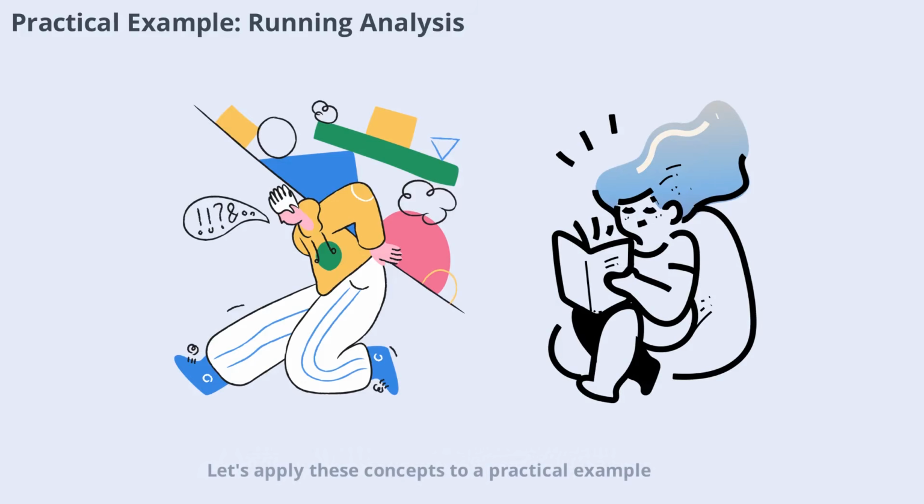Let's apply these concepts to a practical example, analyzing a runner's performance. By measuring stride length, stride frequency, and velocity, we can assess how efficiently the runner moves. Adjustments to technique, such as increasing stride length or optimizing frequency, can lead to significant improvements in speed and endurance.